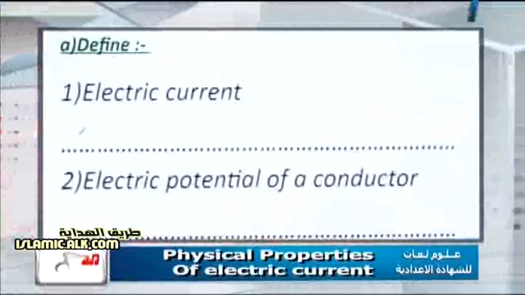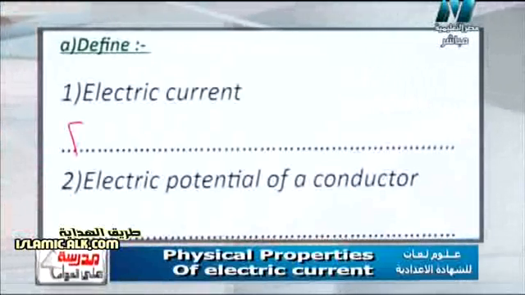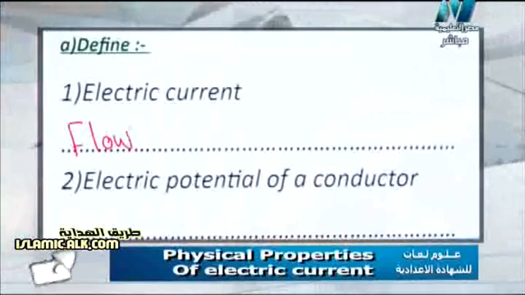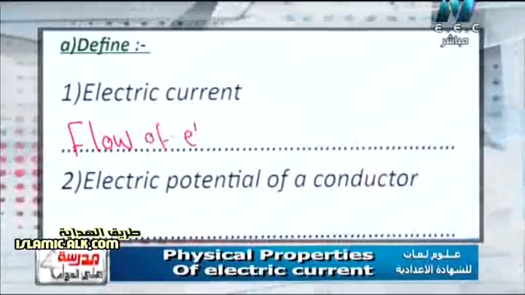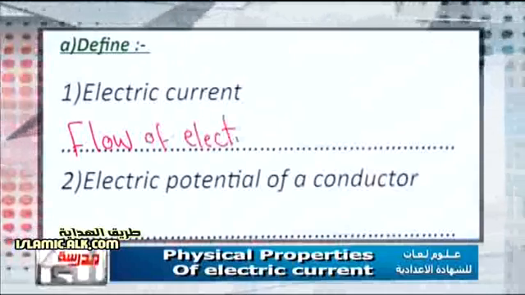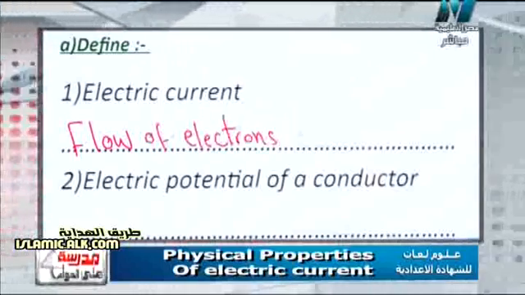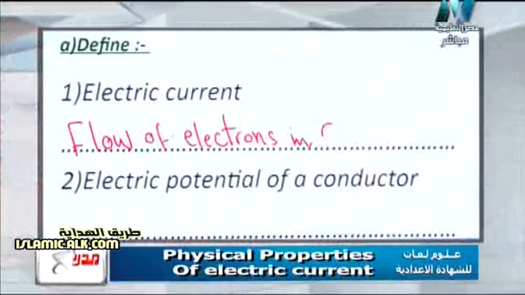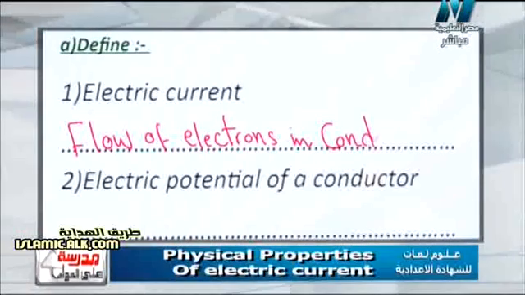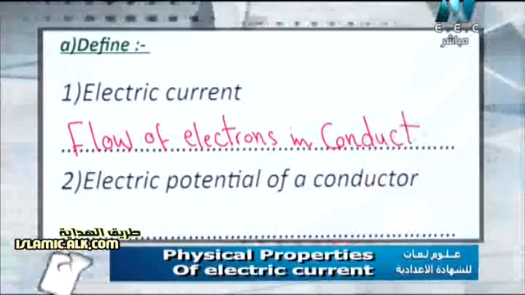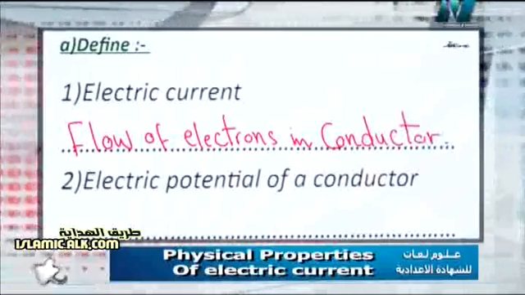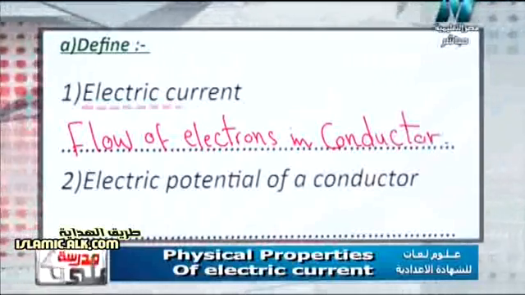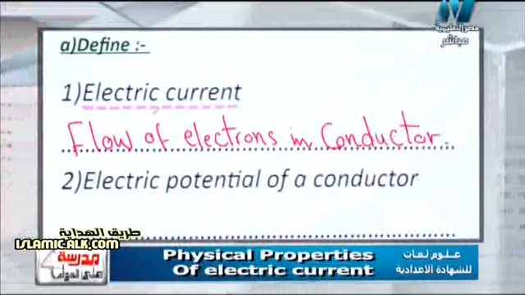Electric current is the flow of electrons in a conductor or metallic wire. Okay, we talk about what? We talk about the electric current only.